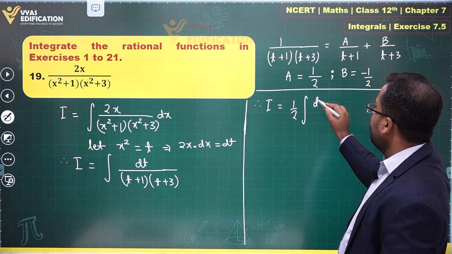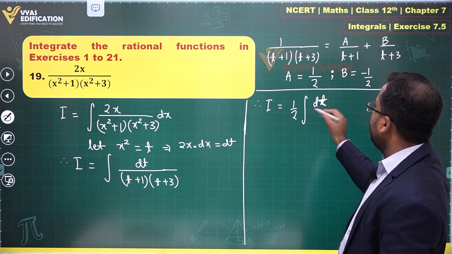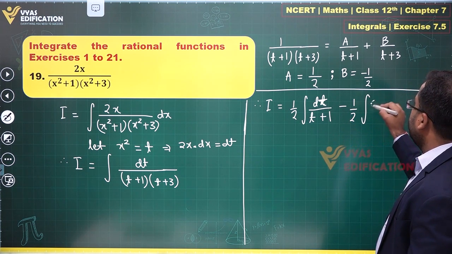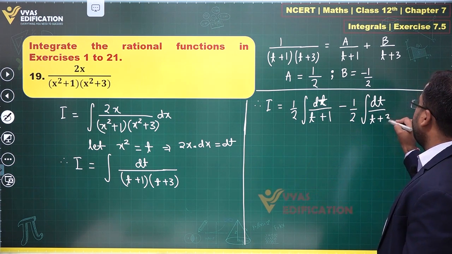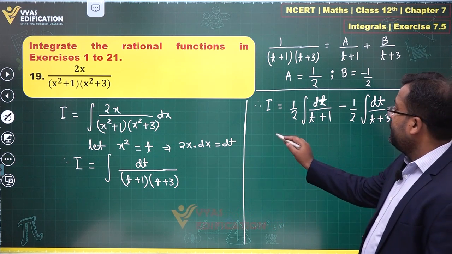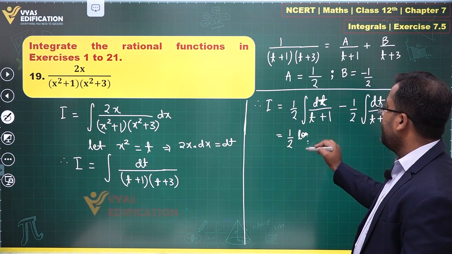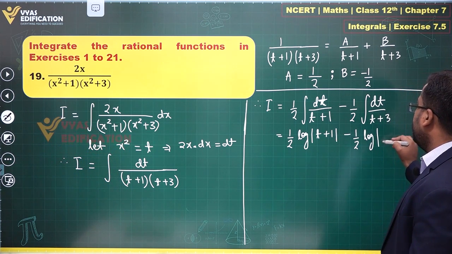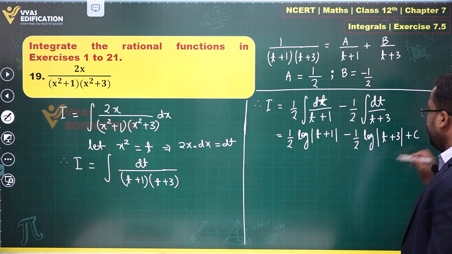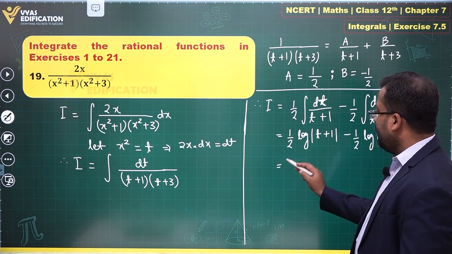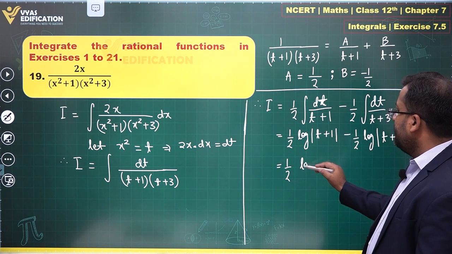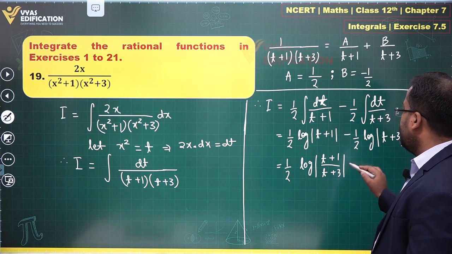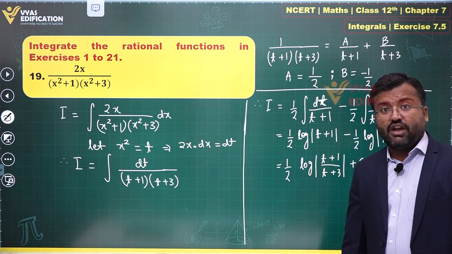1 by 2 times the integral of dt upon t plus 1, minus 1 by 2, that is b, the integral of dt upon t plus 3 is what I obtain. This is what you have. Integral of this is very simple. This is half log modulus t plus 1 minus half log modulus t plus 3 plus a constant of integration. And you can combine these two logs. 1 by 2 will come out common. Log of modulus t plus 1 upon t plus 3 is what I get, plus a constant term.